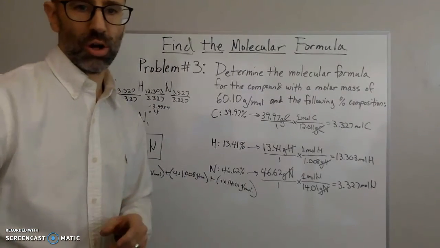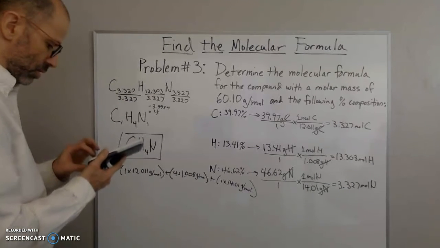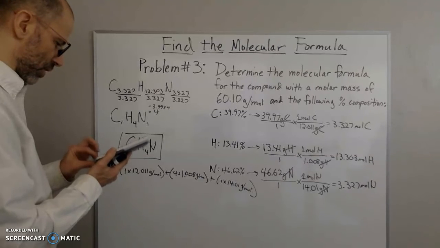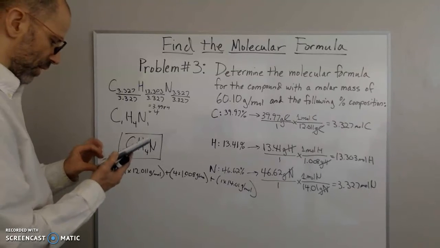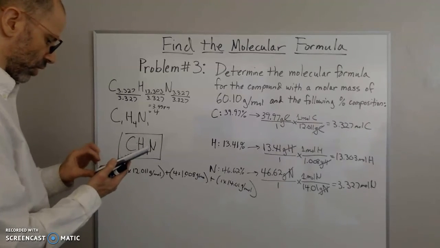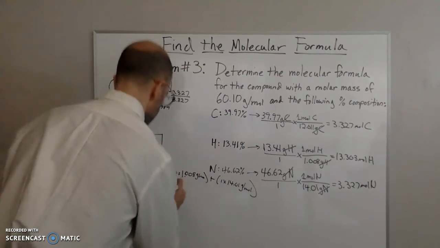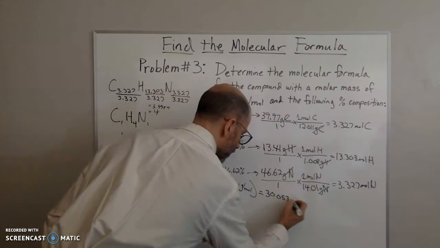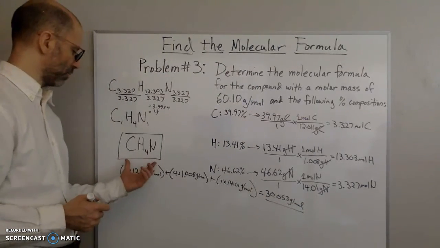So when we add that all together, we get 12.011 plus 4 times 1.008 plus 14.01 equals 30.053 grams per mole. So that is the formula mass for my empirical formula.